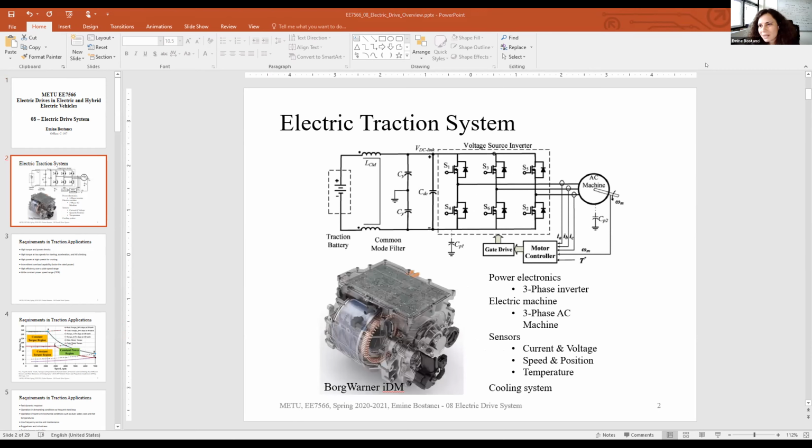So in this case, let's start with the definition of the electric traction system. Let me also change the view. I don't want to see myself. Okay, now I'm almost done.